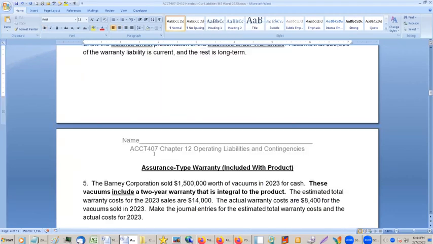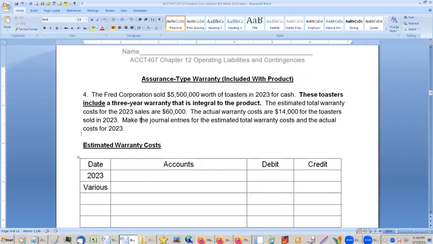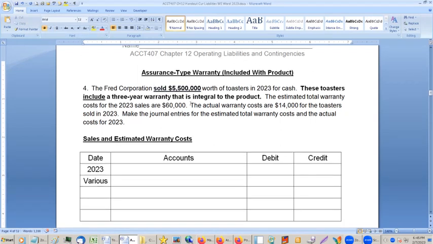I'm going to change this a little bit. I'm going to change this to say sales. That's what warranty was, but okay, so let's go here. They sold $5.5 million worth of toasters for cash. These toasters include a 3-year warranty that is integral to the product, so it's included with the product.